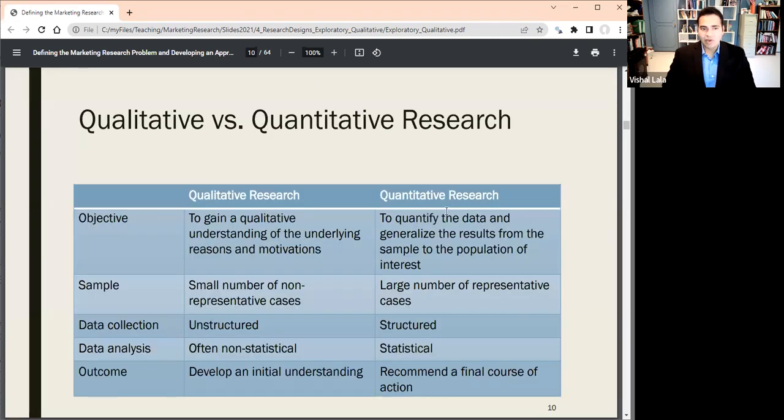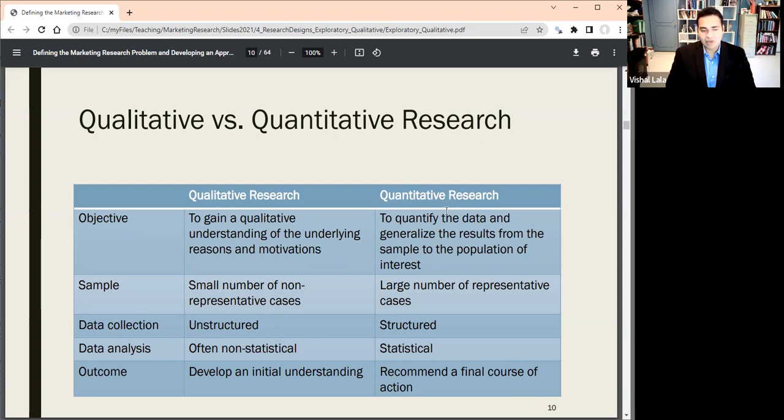Of course, you might wonder, well, what is qualitative and what is quantitative? As the label suggests, with quantitative research, one seeks to quantify, assign a number to the data gathered. While with qualitative, one is seeking a general understanding of the underlying reasons and motivations for consumer behavior.